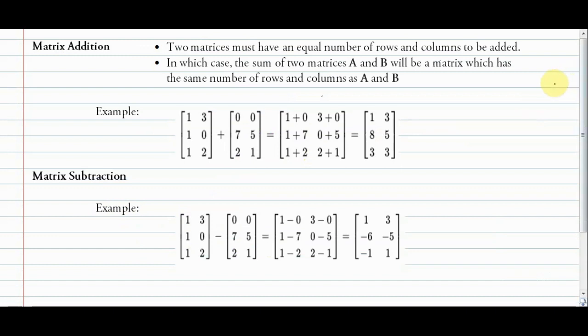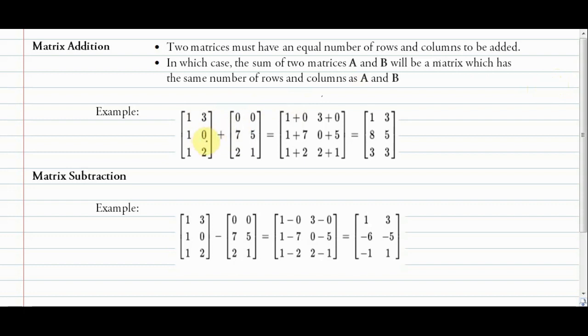There are three operations in algebra of matrices. They are matrix addition, matrix subtraction, and matrix multiplication. First, let's discuss matrix addition. Matrix addition is possible among two matrices if and only if they have the same order. Here, we have an example.